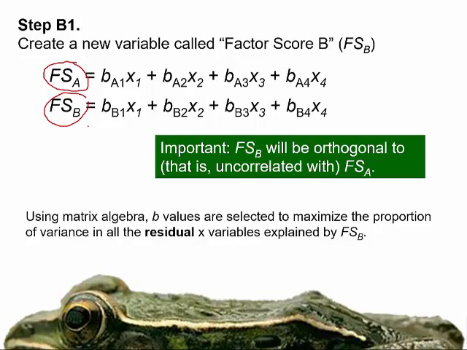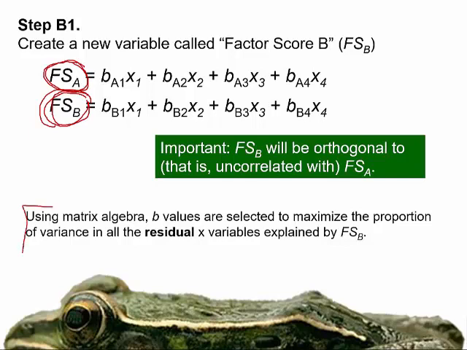There will be no correlation between these two factors because factor score A explained all the variance it could in the original x items, and factor score B is based on the variance you could explain in the residuals. And the residuals is all the stuff that's not correlated with factor score A. So that means factor score B will have an exact 0 correlation with factor score A.